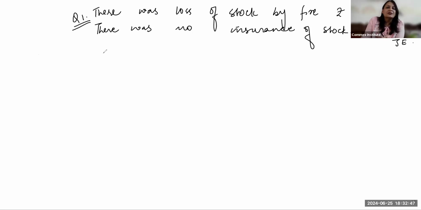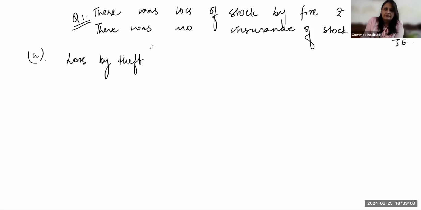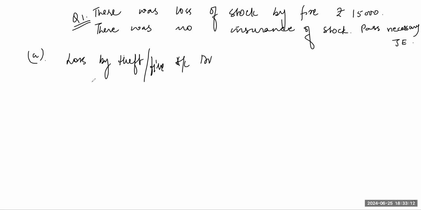Okay. So no, here we'll have to pass 2 entries. Okay. So Parnika, would you tell me the first entry? Loss of goods by fire account debited. Hmm. To cash.